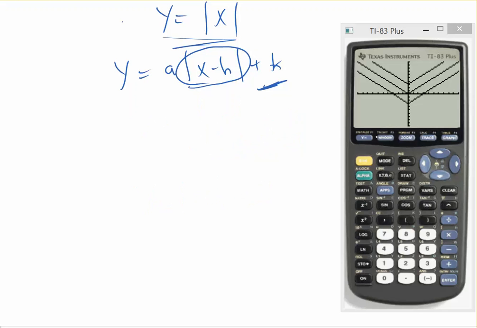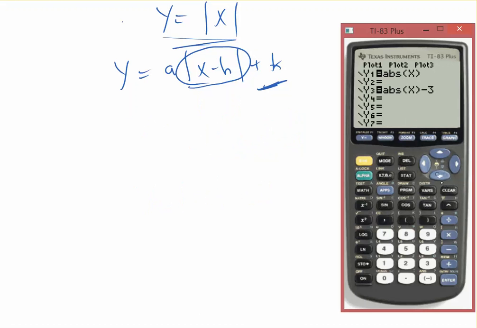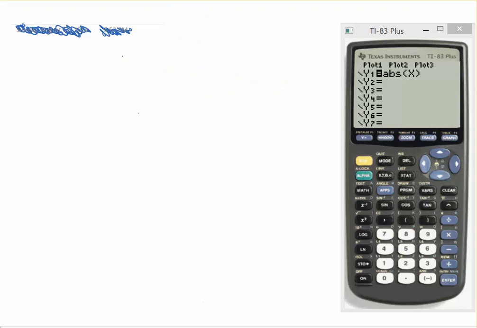Okay, so now that you know all the parts of this, you know what each part of this transformation does, let's try a hard one. Let's add something to each part and try to predict what's going to happen. So we'll just make something up. So y equals negative 1/2 times absolute value of x plus 2, minus 3. So what do you think this is going to do?